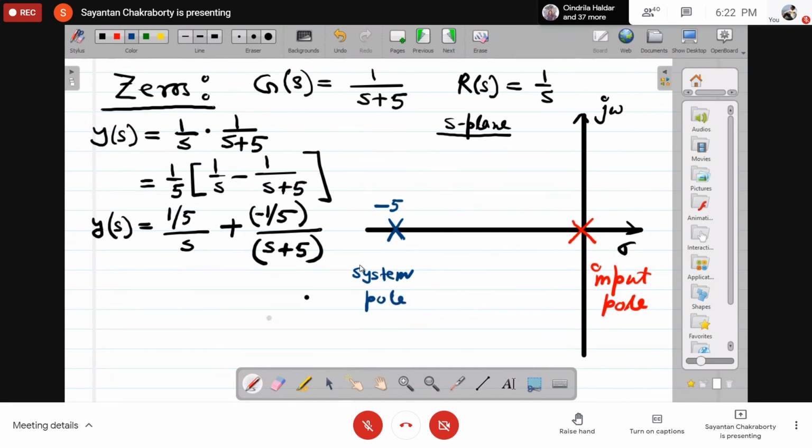So the response of a system will have two parts. One part is the forced response, which corresponds to the input pole. This forced response will have a nature determined by the input pole, or the nature of the input, and this is called 1/5. This is called a residue, and in this case it is determined by the location of the system pole. So the system pole contributes to the residue, or the gain, of this forced response.